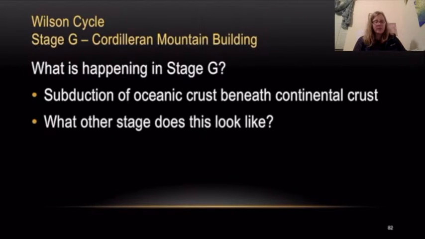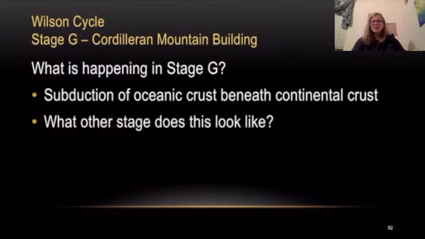What other stage does stage G look like? What stage does this remind you of? Or maybe a better question, what other stage has subduction in it and then creation of a line of volcanoes? A is stable craton, B is rifting, C is creation of ocean crust, D is a stable margin, so there's nothing melting going on there. E is ocean crust subducting under ocean crust, creating a line of volcanoes. Does that sound familiar?